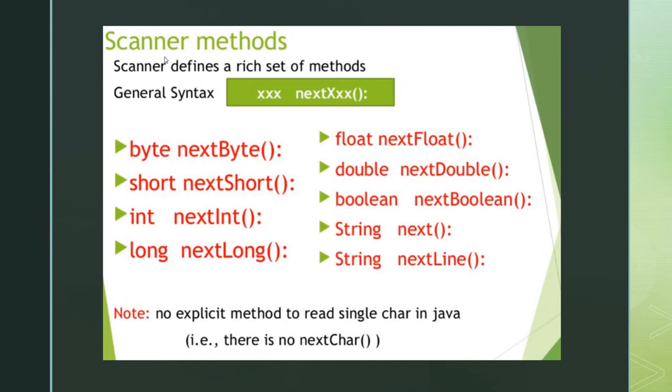These are pretty much the Scanner methods. We can use them based upon our criteria, whatever kind of input we want. Scanner defines a rich set of methods, the next XXX methods. If you want to read byte data, we have to use the nextByte method present in the Scanner class. If you want to read an integer value, in that case we have to use nextInt, and like that we use nextLong, nextFloat, nextDouble, nextBoolean, next for the string, and nextLine also for the string. There is no explicit method to read a single character in Java. These are the primitive data types that we can read using the Scanner methods.